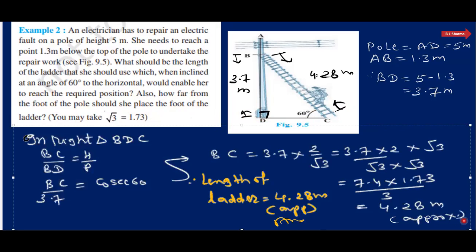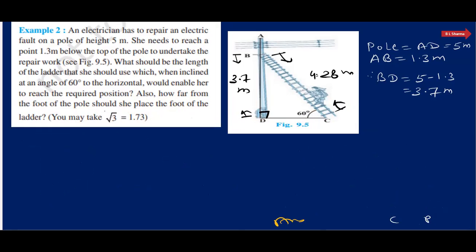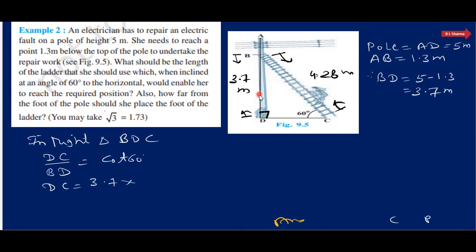So for the next part, see here. Again in right triangle BDC, we have to calculate DC. We have been given BD. See, for the 60 degree, DC is base and BD is perpendicular. Base upon perpendicular is cot, and here the acute angle is 60 degree. So DC, BD is 3.7 into cot 60, which is 1 upon root 3.